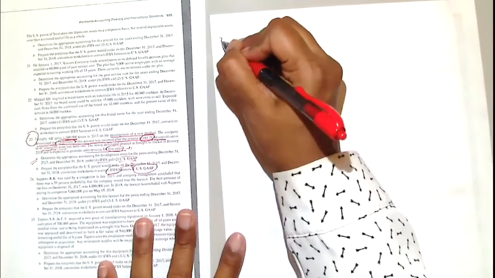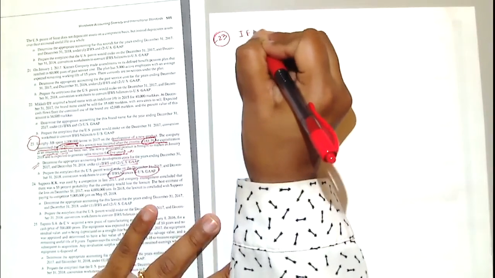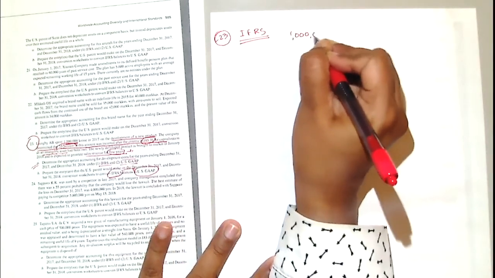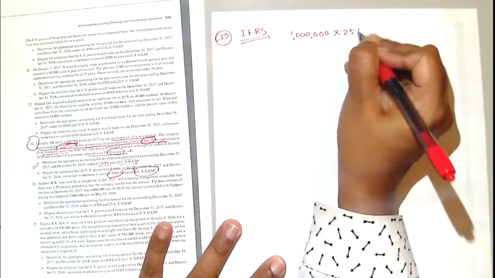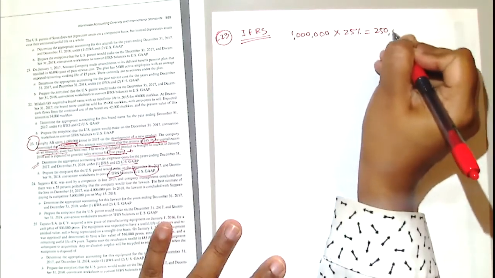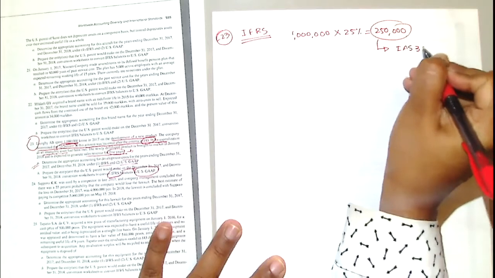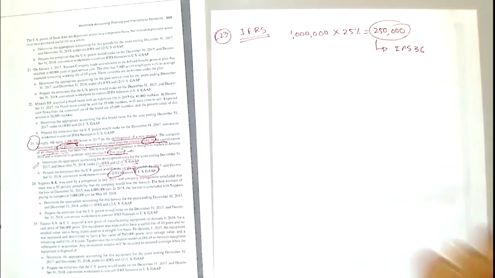So now let's do this, number 23. So who can tell me what will be the R&D expense under IFRS? Let's do the IFRS first. Under IFRS, total amount they spend is 1 million, and then they say that 25% of it, which is 250,000, met the IAS 36 criteria. That means these 250,000, you could show it as an asset. You could show it as an intangible asset.